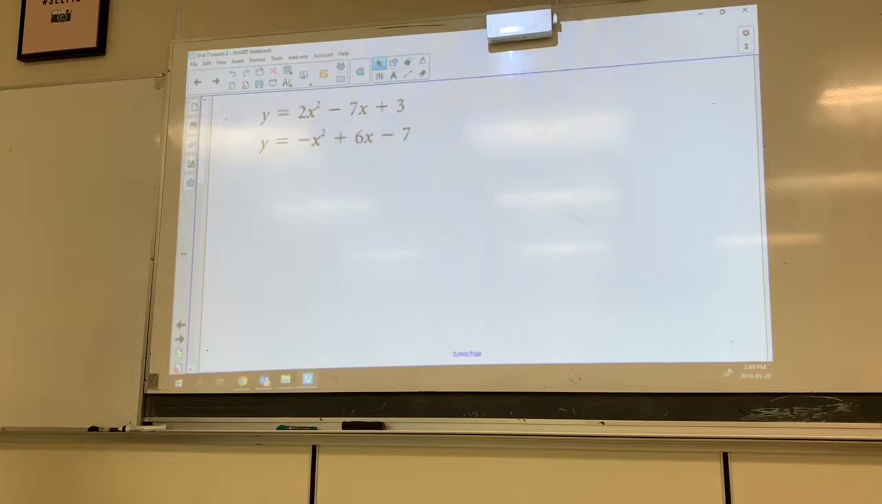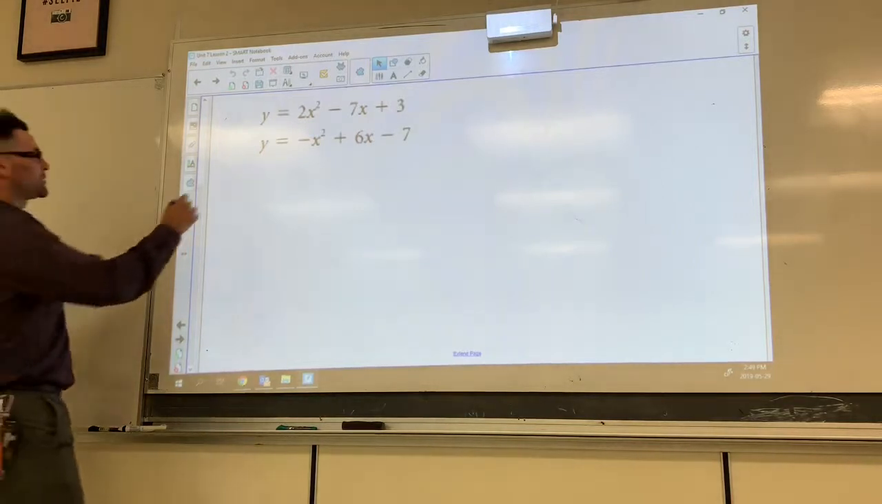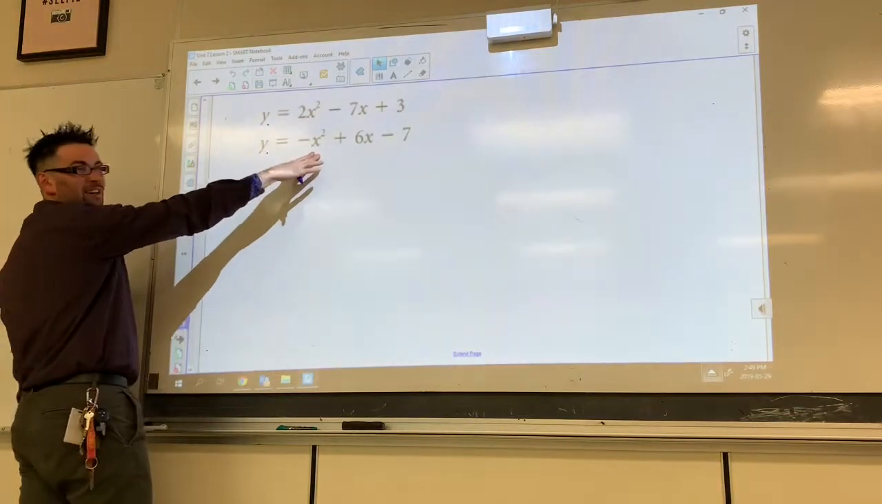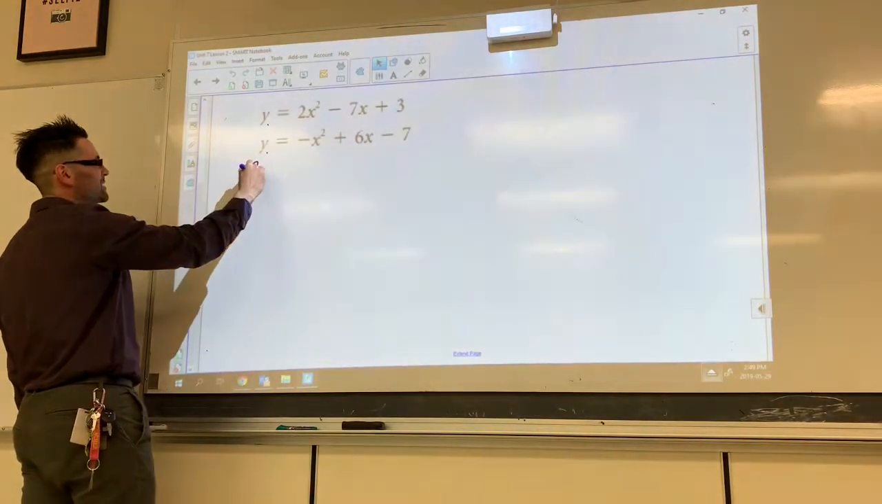All right. Same strategy, eh? Like it's already solved for y. It doesn't get any easier than this, right? So we're just going to set this one equal to that one. Yeah? Let's go for it. So here's the first one.